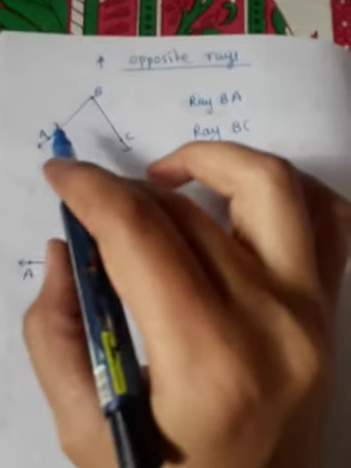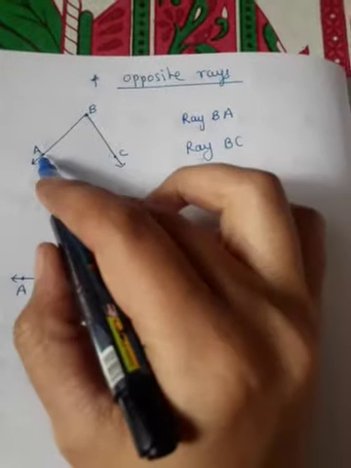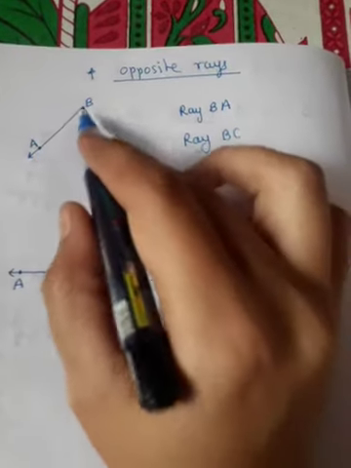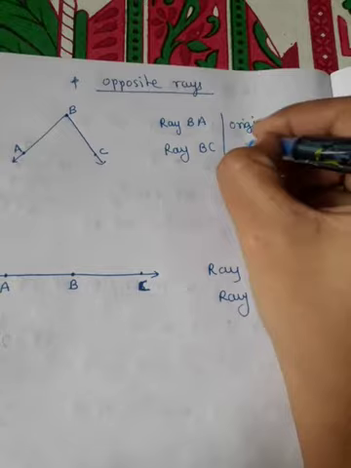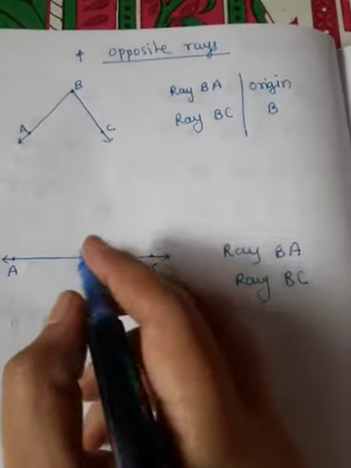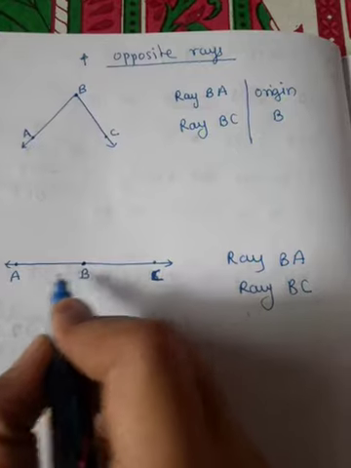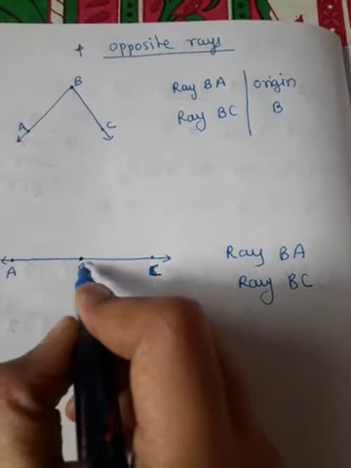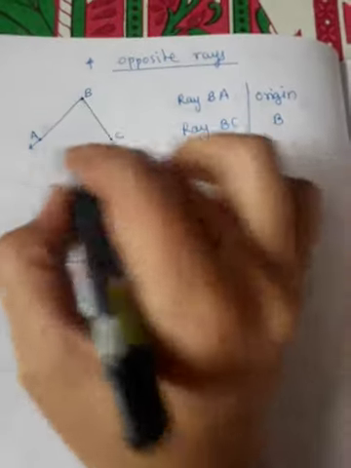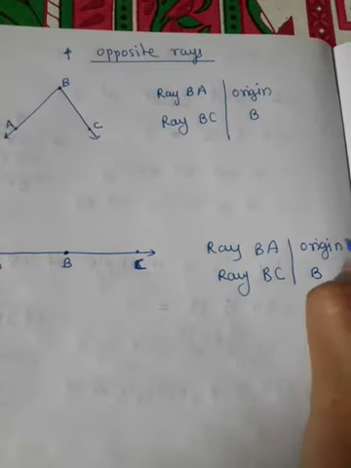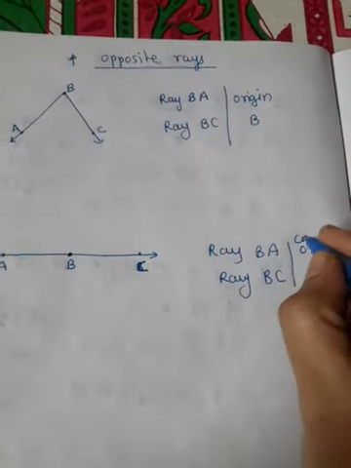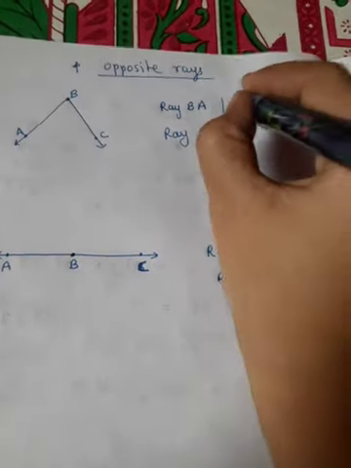Now what is the origin of these two rays? These two rays have a common origin, that is B. Here also these two rays have common origin B, because the starting point of these two rays is B, and here also the starting point of these two rays is B. Therefore the common origin is B.